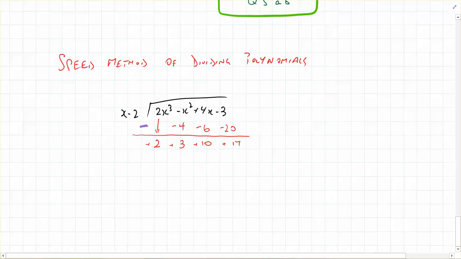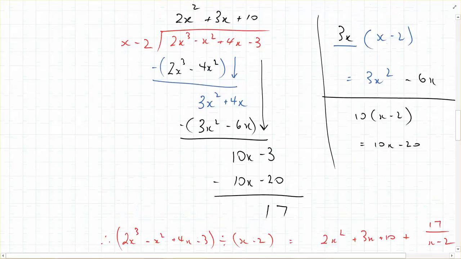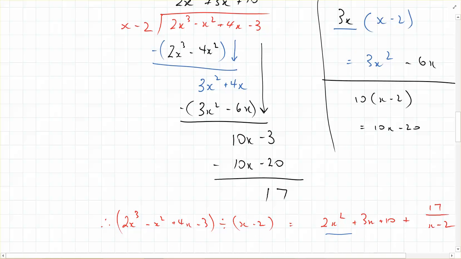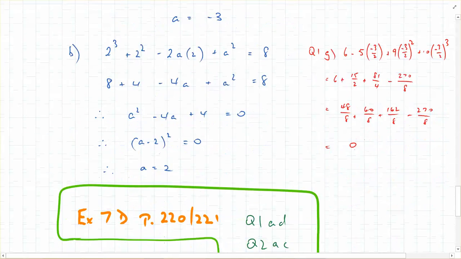So that is finished, and I'll show you what this looks like now. So the result of dividing this cubic by this linear is, and we now just put the algebra back in, 2x squared plus 3x plus 10 plus 17 over x minus 2. Is that the same as we've got up here? No, it's not that one. There it is there. 2x squared plus 3x plus 10 plus 17 over x minus 2. It's the same, and it's really fast.